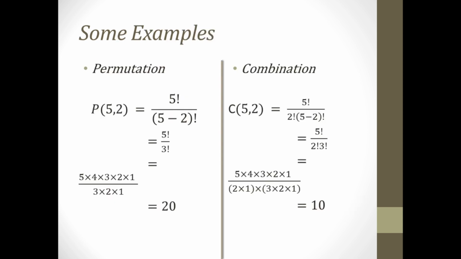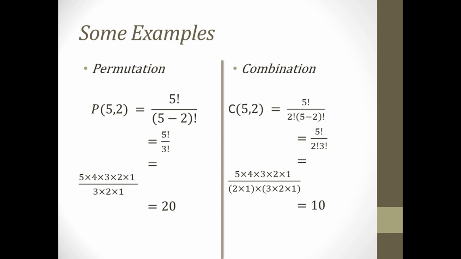So let's go through some examples. Here we have 5 permutation 2. That's how you can read it. 5 permutation 2 is 5 factorial over 5 minus 2 factorial. The 5 factorial, like we said before, is 5 times 4 times 3 times 2 times 1, and that 3 factorial is 3 times 2 times 1. If you compute this properly, you should get 20. So what does this mean? It means that in how many ways can two things be selected from 5? The answer is 20 ways. You can select two things from 5 in 20 ways, if the order matters.